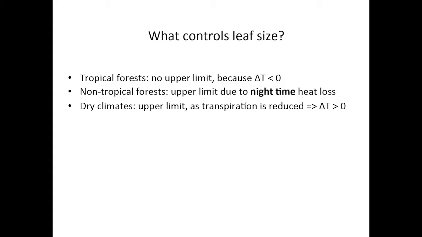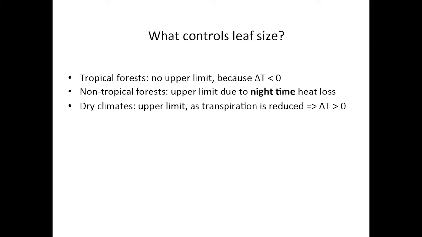So finally, we have a solution to what controls leaf size. In the tropical forests, there isn't any upper limit. Well, obviously there is, but it's not anything to do with energy balance. In non-tropical forests, there is also an upper limit, but it's due to the nighttime heat loss, about which there are very, very few papers written. There are lots of papers about daytime energy balance, but very few about nighttime, but this is a plausible explanation.